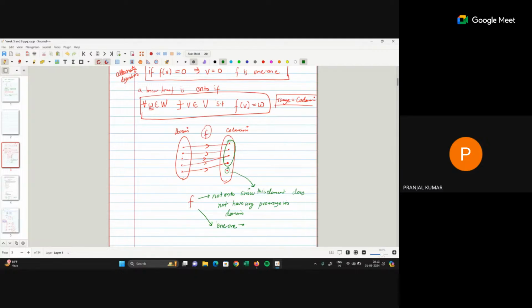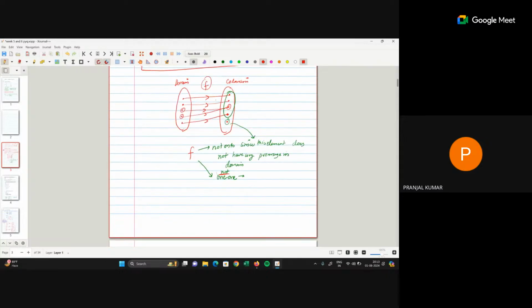Now can you tell me whether this is 1-1? Yes, sir, it is 1-1. Are you sure? No, it's not 1-1. It's many-to-one. Two elements are mapped to the same output, these two elements are mapped to the same output. So this is not 1-1.